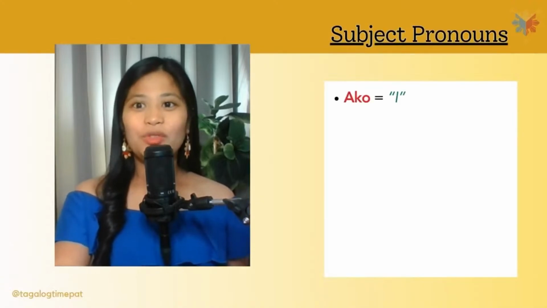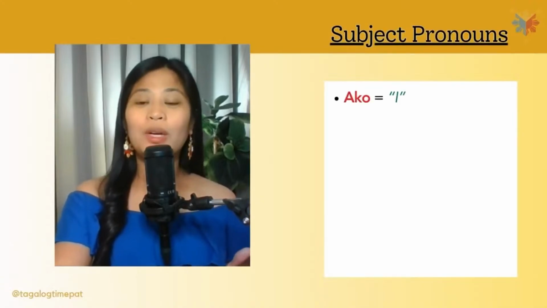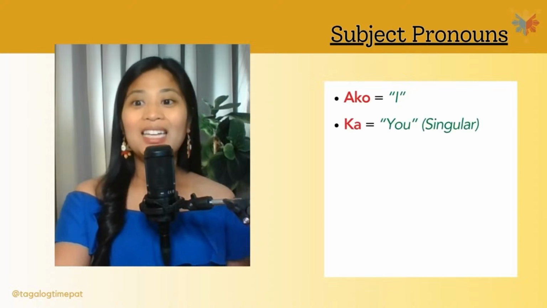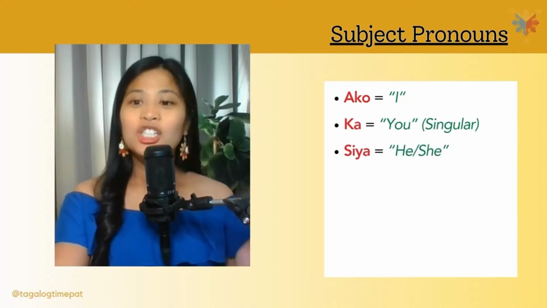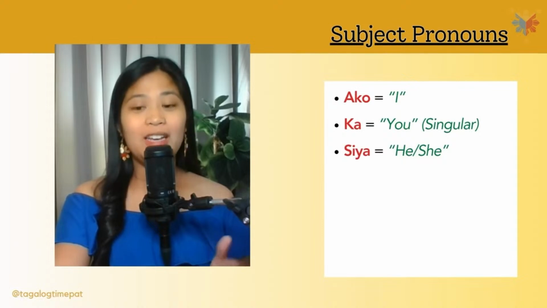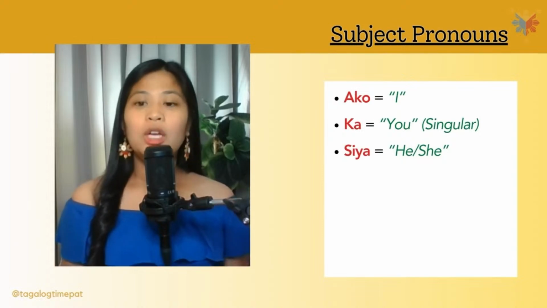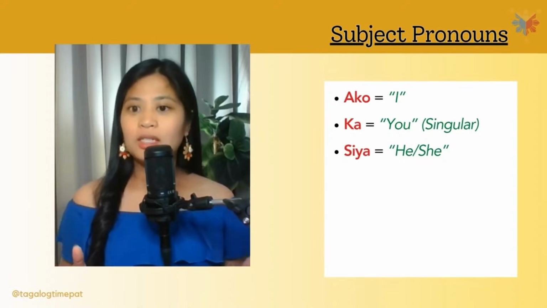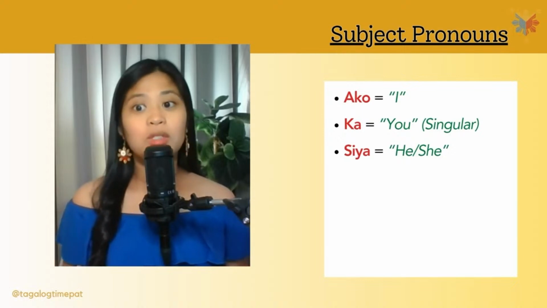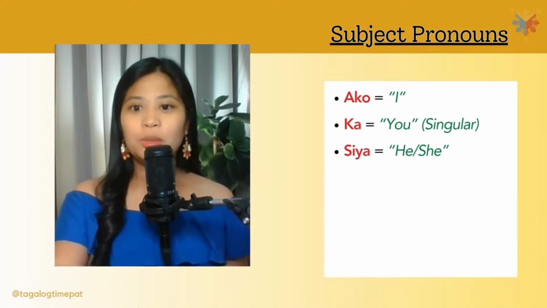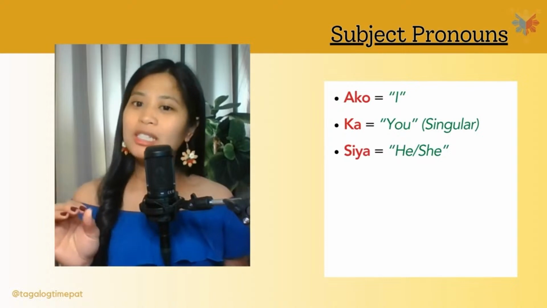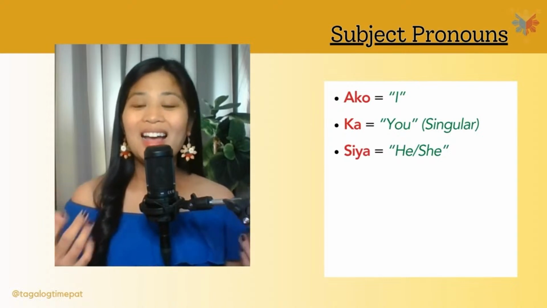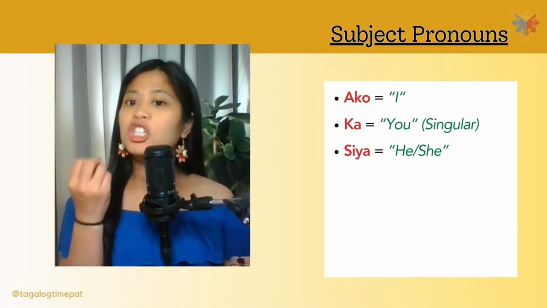And then let's just review some subject pronouns. Ako is I. Ka is you singular. Siya is he or she. Again, this is gender neutral. You have to listen to the context of the sentence to figure out who someone is talking about. And again, just to point out the pronunciation, it looks like it should be pronounced siya, but it's usually pronounced siya.